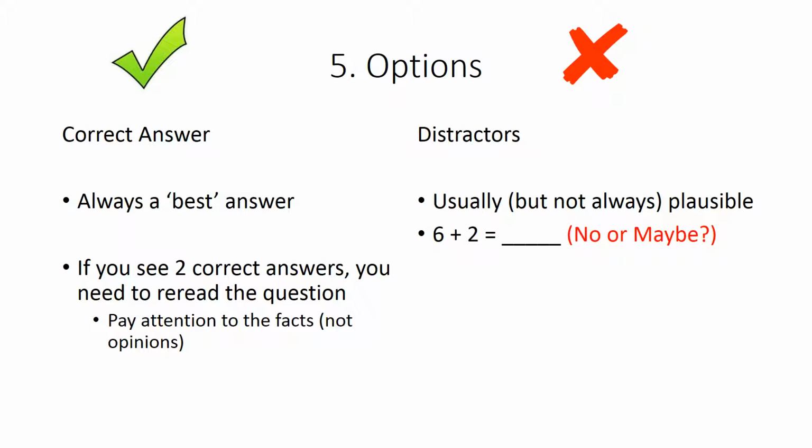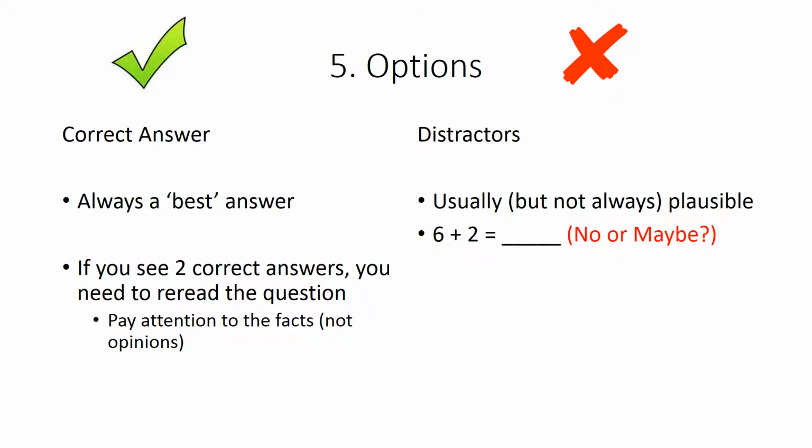When you're reading through the options, you will have 1 correct answer and 3 distractors. If you have 2 answers that you think are correct, choose the best answer. You look at your 2 possible maybes and reread the stem, and pay attention to the facts. Don't put your opinion into it. What would the book say? All right? As for the distractors, they are there to confuse and confound.